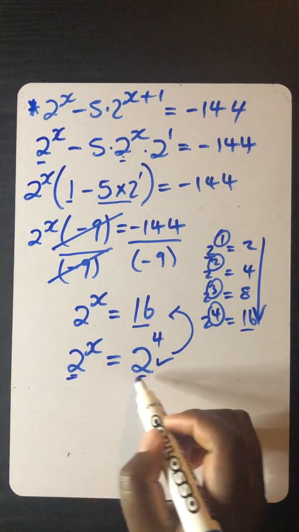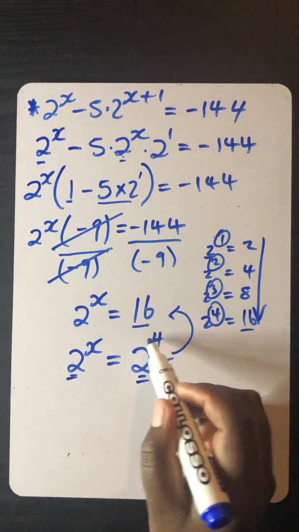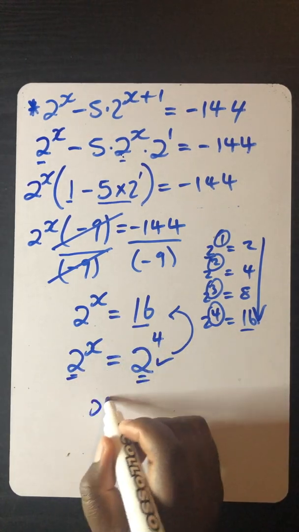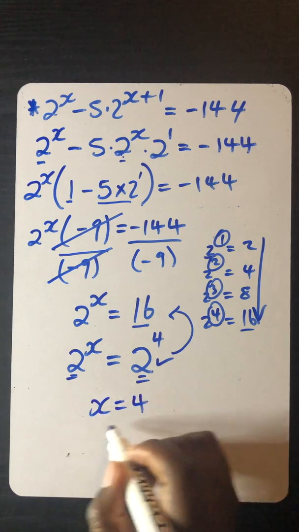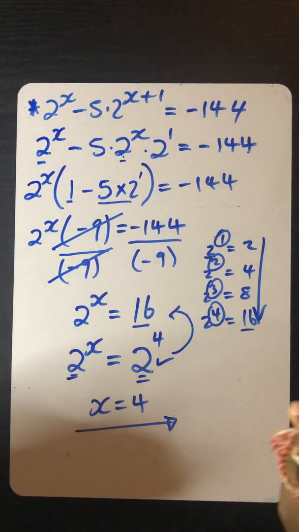So now that the bases are the same, I can drop the bases and equate the exponents, okay? Which means x is equal to 4, ladies and gentlemen, okay? So now we are completely done with this question. So let's now move to the next question.